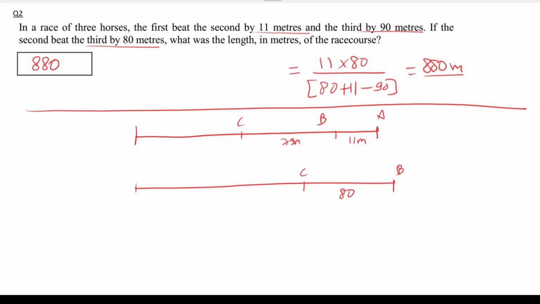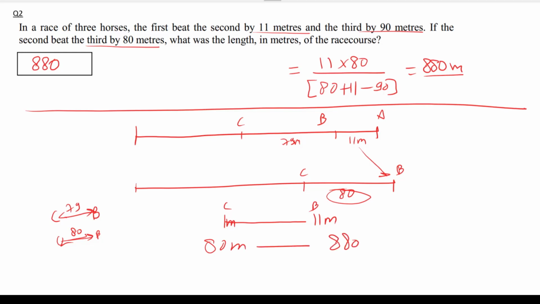So we can see that the distance between B and C has gone from 79 to 80, an increase of 1. So for 1 meter of distance between B and C, B has to cover 11 meters. You can see that B has covered 11 meters, and then for 80 meters of distance between B and C, B would have covered 880 meters.